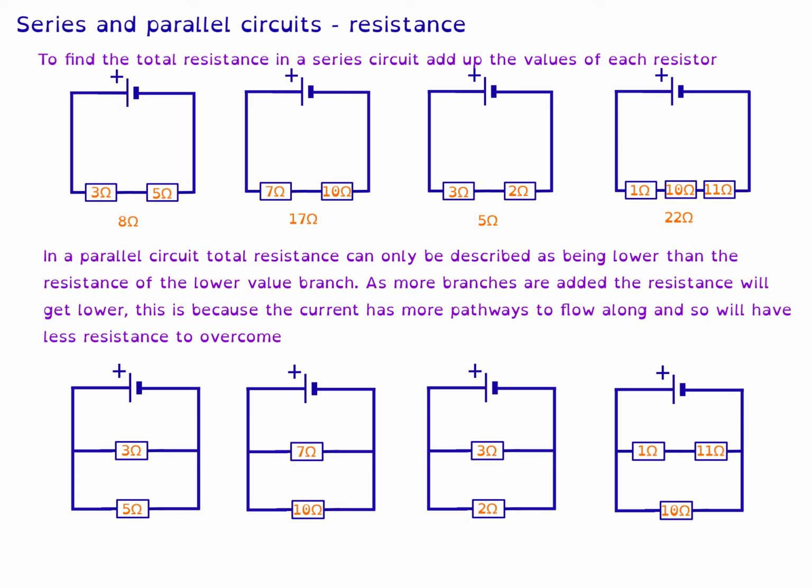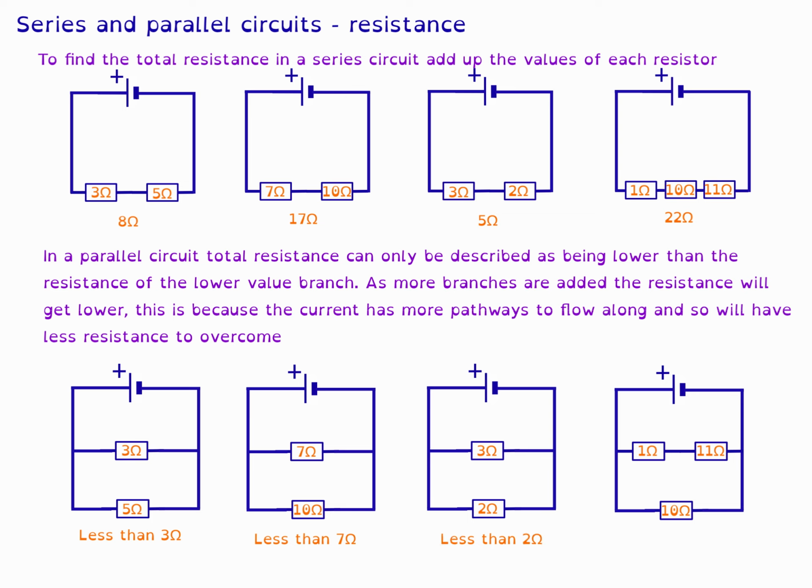So in this first example, we have parallel resistors of value 3 ohms and 5 ohms. And all you can say about the resistance in this circuit is that it will be less than 3 ohms. In this next example, we have a 7 ohm resistor in parallel with a 10 ohm resistor. So the total resistance for the circuit will be less than 7 ohms. A 3 ohm resistor in parallel with a 2 ohm resistor. So our total resistance is less than 2 ohms.